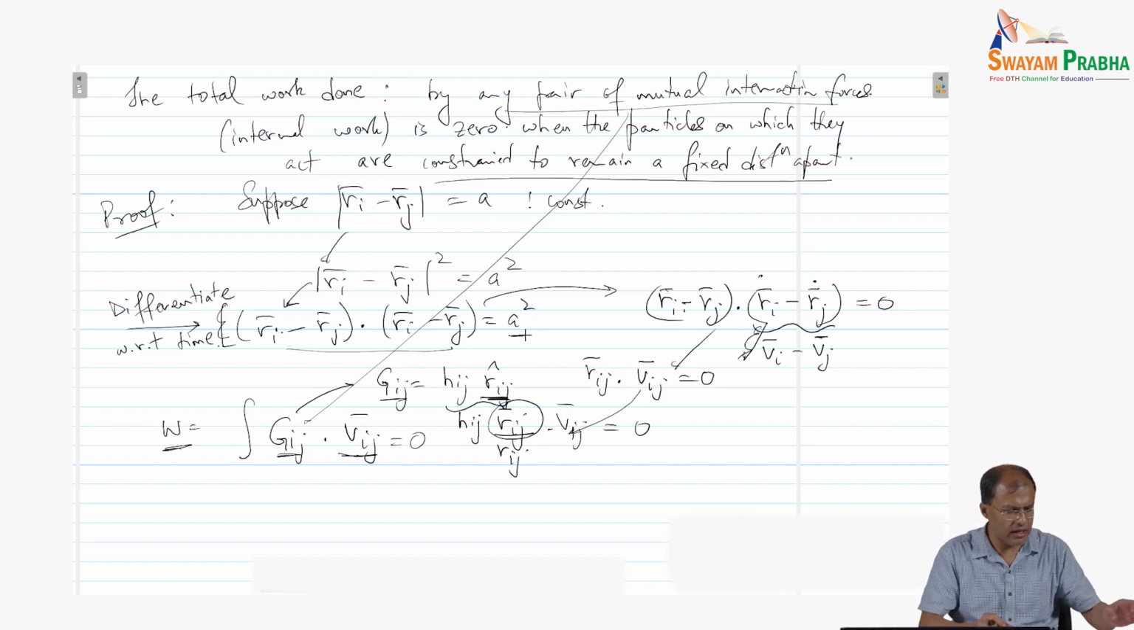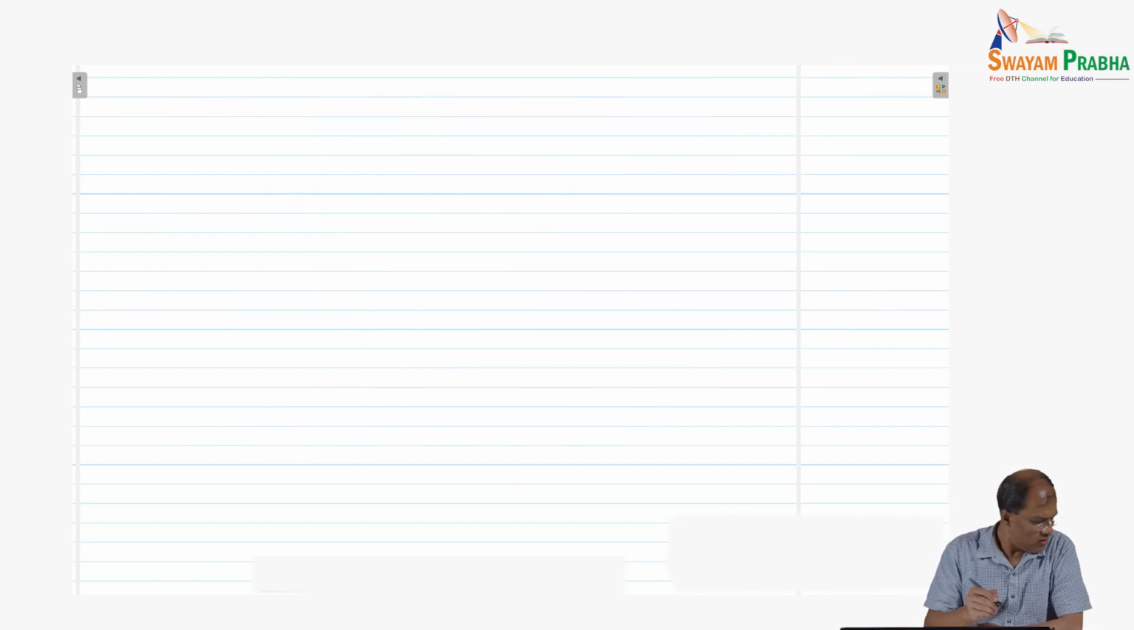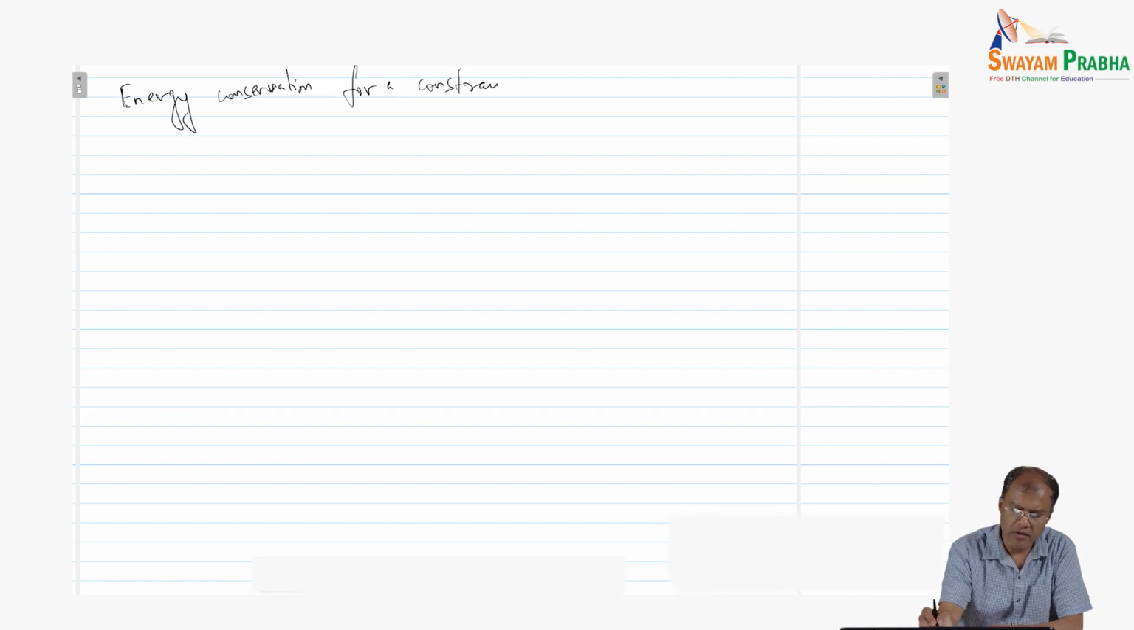So what have we got here from this simple exercise? We can recap our thoughts and these ideas in the following single statement. Work done. So energy conservation for a constrained system. Energy conservation for a constrained system.